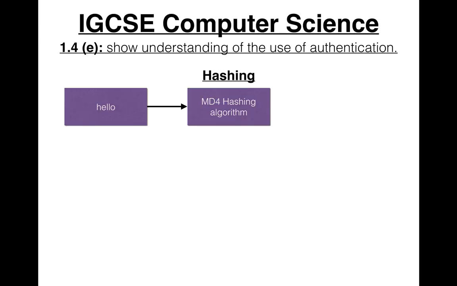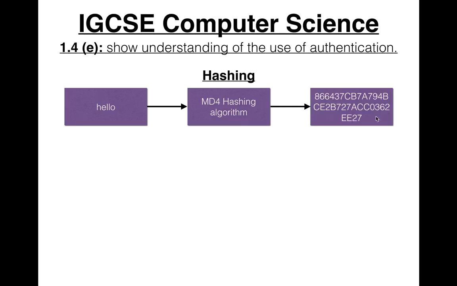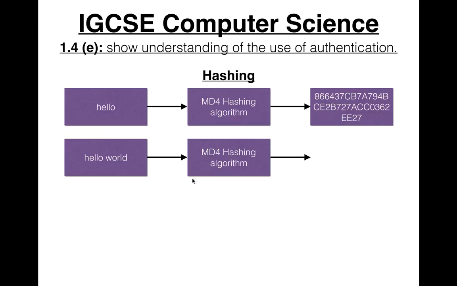So let's look at some hashing algorithms. Take the MD4 hashing algorithm. If we input hello, it would produce this. If we input hello world, it would produce this. As you can see, there's a huge difference in the values, and all we did was add a space and world. If you tried an MD4 hashing algorithm online and input hello with a capital H, you'd notice a similar difference. The difference would be pretty big.